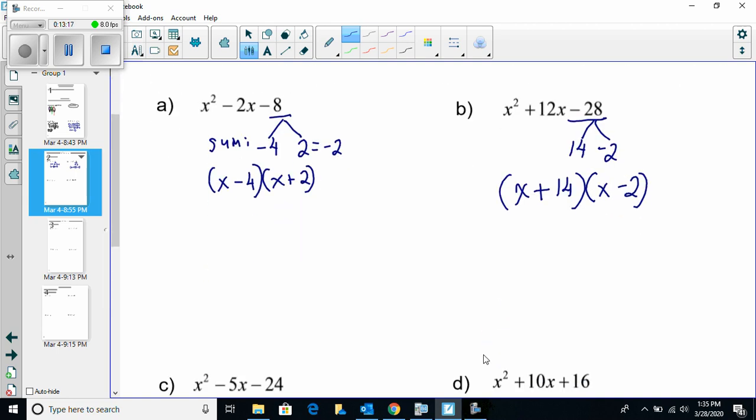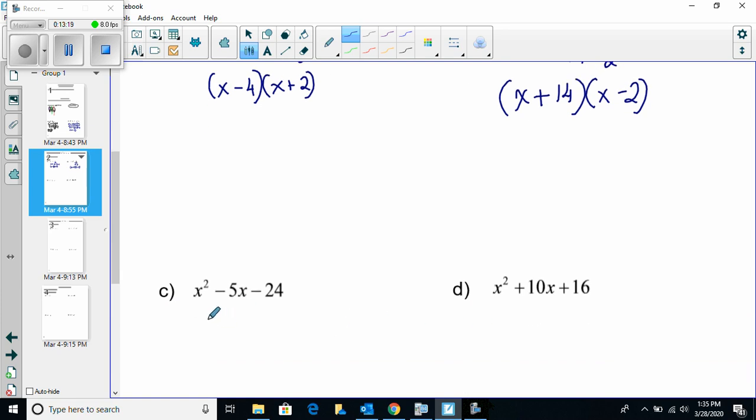I hope that you understand this. Let's move to the next one. So we'll have x squared minus 5x minus 24. So the term here is minus 24. The two factors of negative 24 that give us negative 5 are negative 8 and 3. So then this will be x minus 8, x plus 3 in factored form.